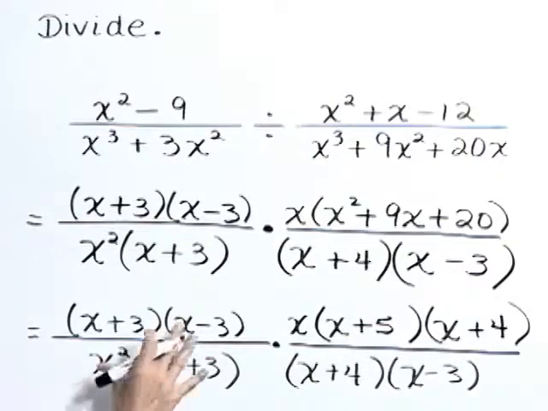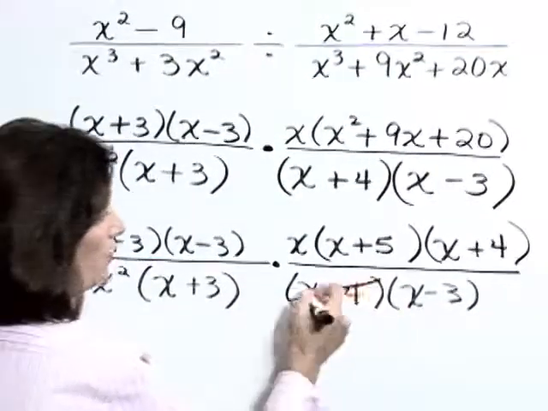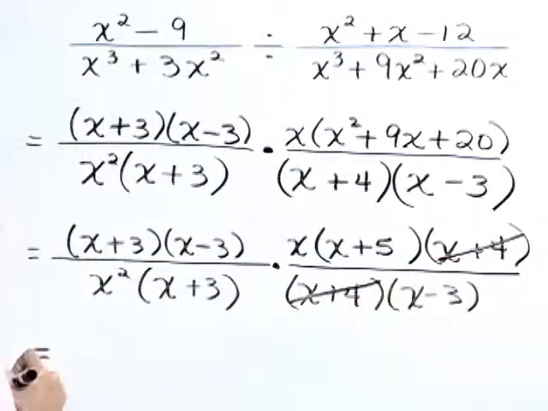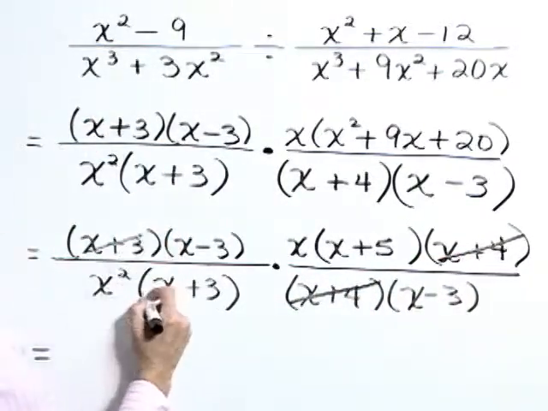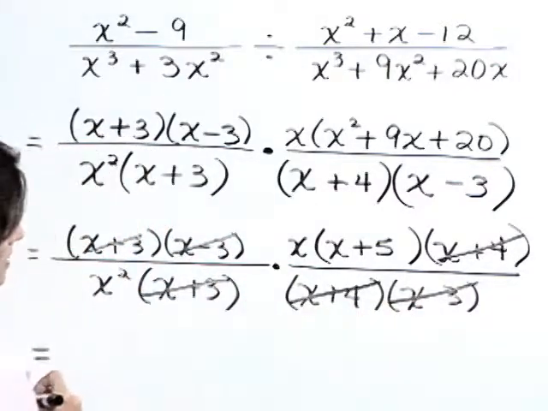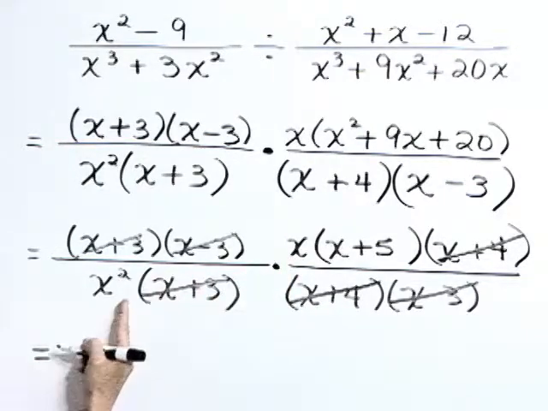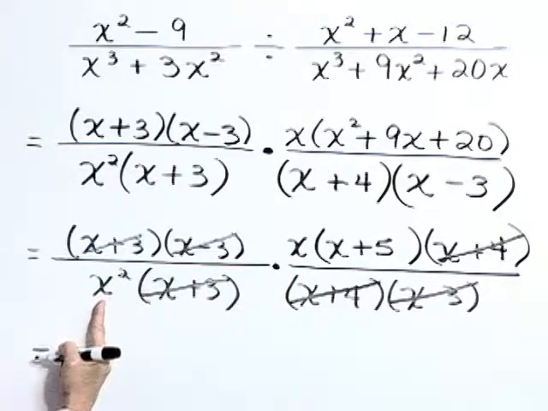Now we're ready to perform some division, or you might think of that as canceling common factors. We see x plus 4 in the numerator and denominator. We see x plus 3 in both. We see an x minus 3 in both. Also, we see a factor of x in the top and x squared in the bottom.